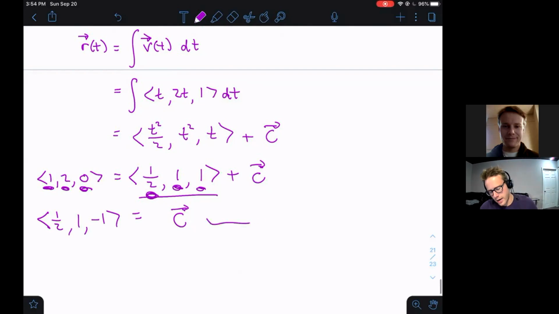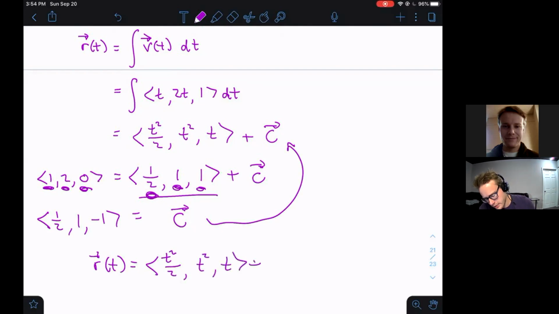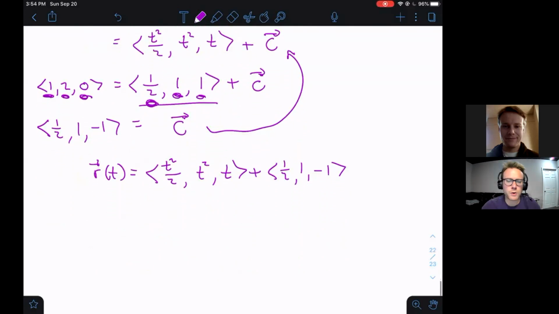So now I'm just going to go ahead and plug that in up here. Again, all of this was me solving for the position vector r of t: t squared over 2, t squared, t plus my constant vector, and my constant vector is 1/2, 1, -1. And again, WebWork would accept this right here. So if I was doing this problem on WebWork, this would be perfectly fine to enter in. However, sometimes you just like to clean it up and make it just one nice vector here.